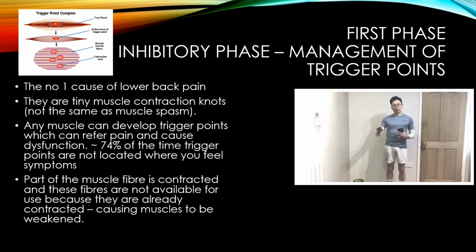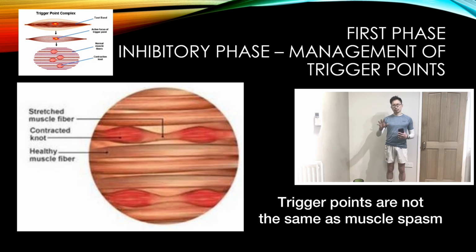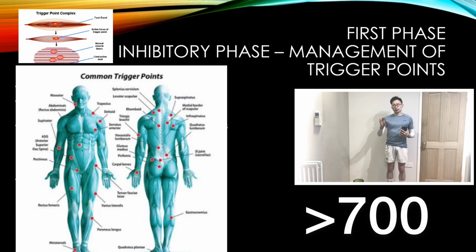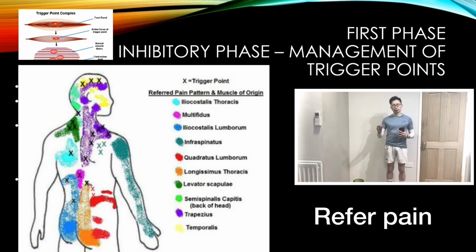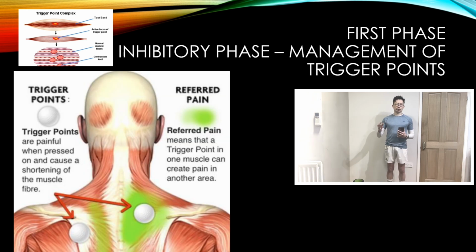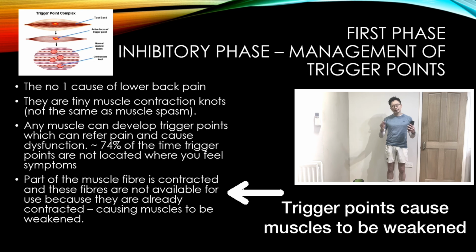Trigger points are tiny muscle contraction knots, but they are not the same as muscle spasm, as muscle spasm involves the whole muscle and trigger point involves only certain muscle cells. There are over 700 muscles, and any one of these muscles can develop trigger points, which can refer pain, and therefore working on the area where you feel the symptoms may not give you relief. Part of the muscle fiber is contracted into a small knot. These muscle fibers are not available for use because they are already contracted, causing the muscle to be weakened.